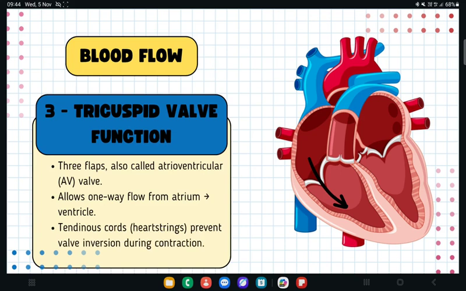The function of the tricuspid valve. There are three flaps, which is why we call it a tricuspid valve. It is also called an atrioventricular valve. It allows one-way flow from atrium to ventricle. And there are tendinous cords, called heartstrings. They prevent valve inversion during contraction.